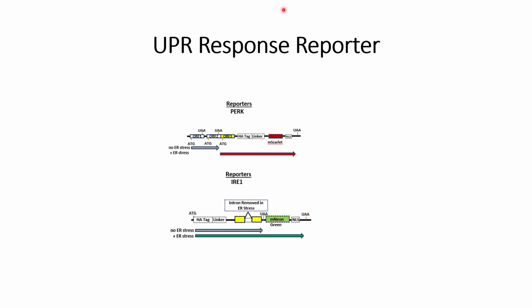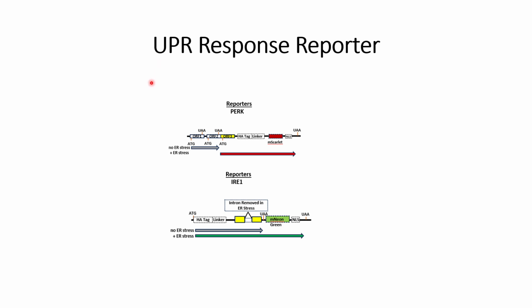In this video we will discuss the UPR response reporter. For those who don't understand what UPR is, it is the unfolded protein response, which usually occurs whenever there is an abnormality in the endoplasmic reticulum. One of the common causes is that the amount of unfolded proteins increases within the endoplasmic reticulum, or there is a disruption in the calcium homeostasis maintained by the endoplasmic reticulum. In that case it will trigger the unfolded protein response.